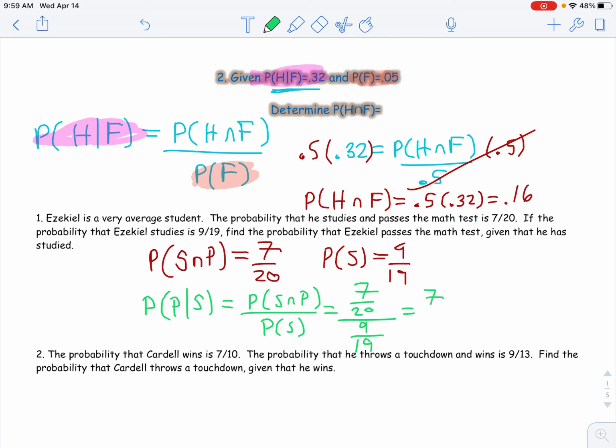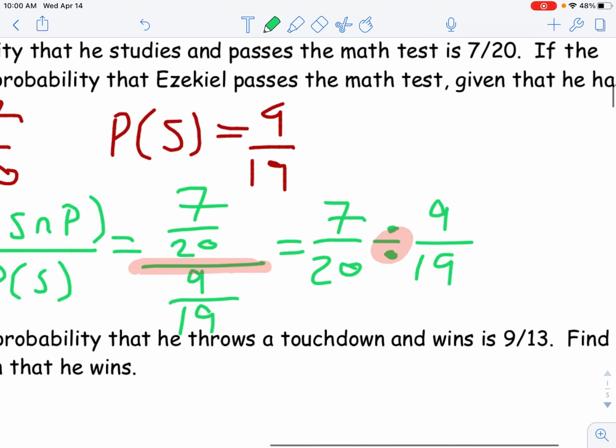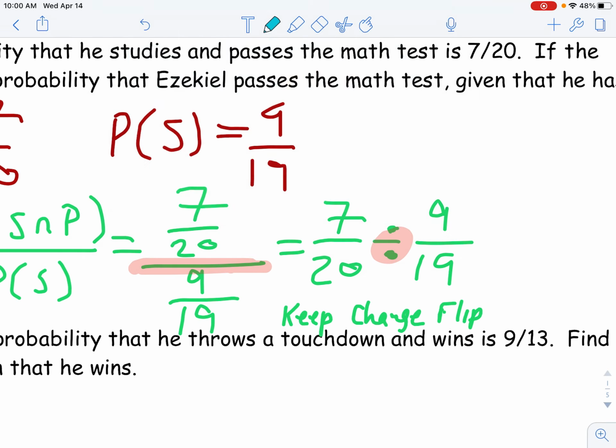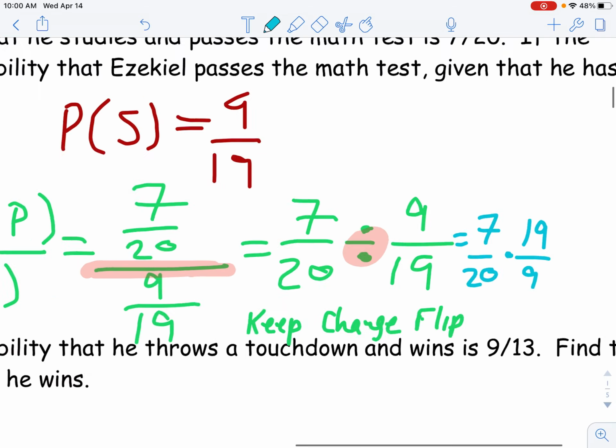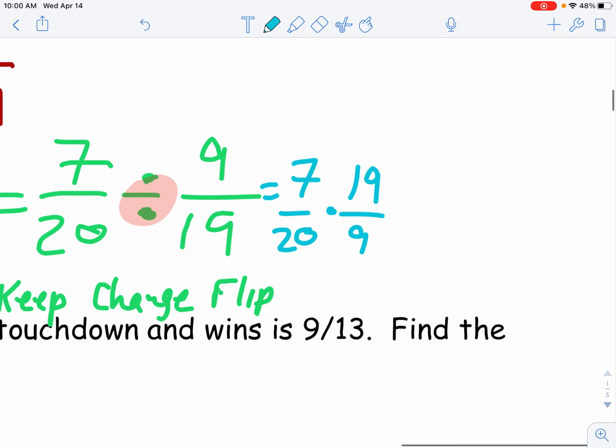So remember, I'm going to change the fraction bar into the other dividing symbol. All I did was rewrite this as that, because then you can remember what we do here is keep, change, flip. So what that means is I'm going to keep the 7/20, change to multiplication, flip the 19/9, and then multiply straight across. You're going to get 7 times 19 is 133 over 180.